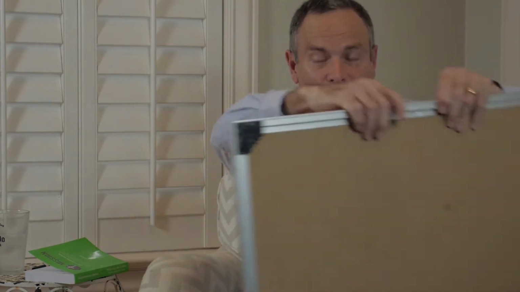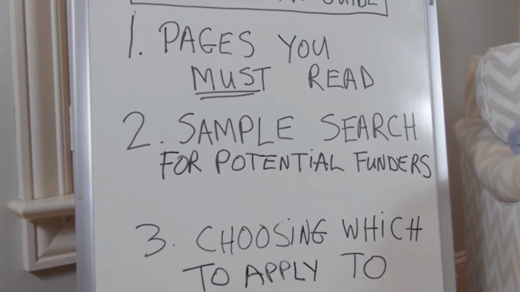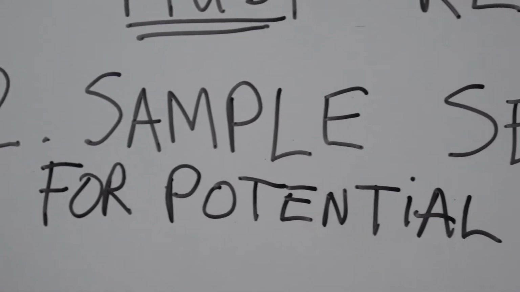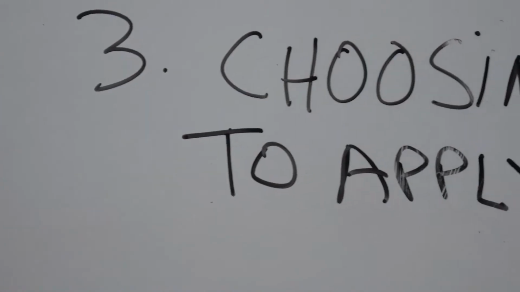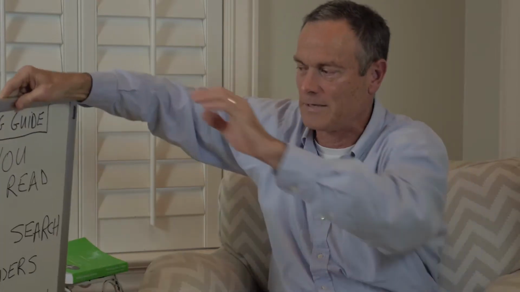Now, for today's tutorial, which will take about maybe 8 to 10 minutes, there are 3 things we want to accomplish. I've written them down for you. Number 1, I'm going to tell you the pages you really absolutely should read in the 9th edition. Number 2, we're going to go through a sample research using the book to find the particular funders that might match a particular project. And then third, after you've done that, I'm going to share briefly with you how we choose and narrow it down as to which foundations or other funders we should apply to. So let's begin.